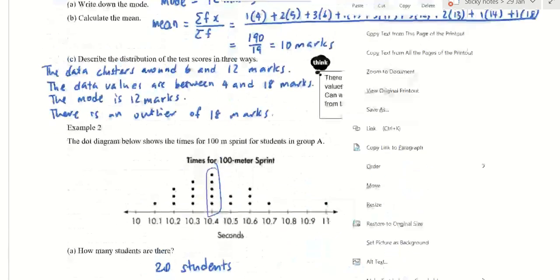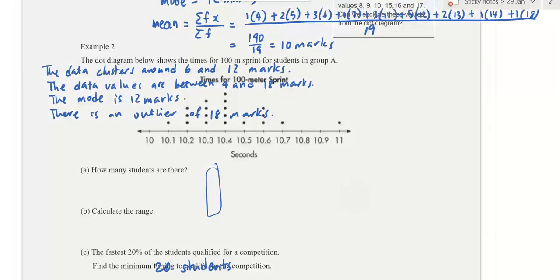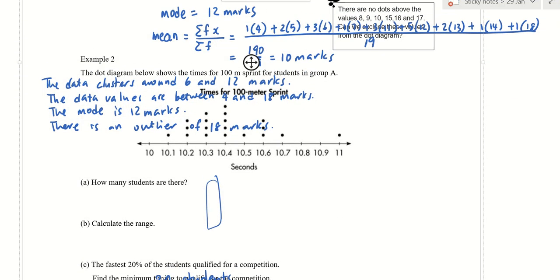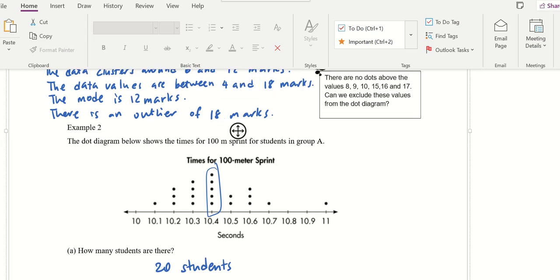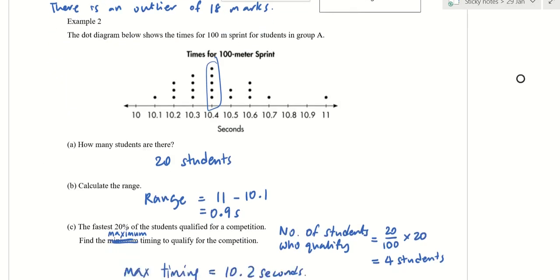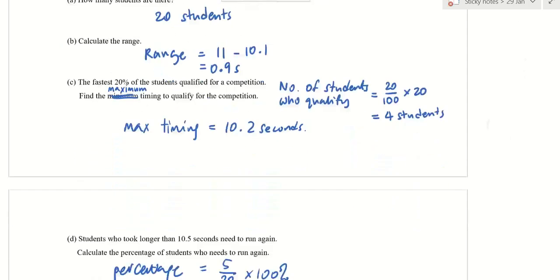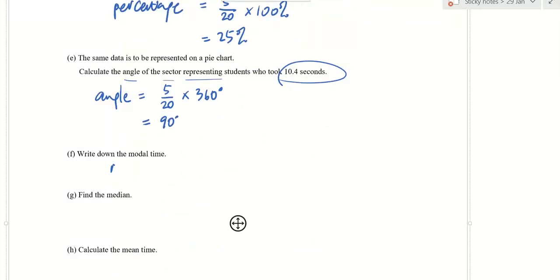Part F, find out the modal time. The highest frequency, it is 10.4. Just by looking at the diagram, visually, you know that highest frequency is 10.4. So modal time, 10.4 seconds.